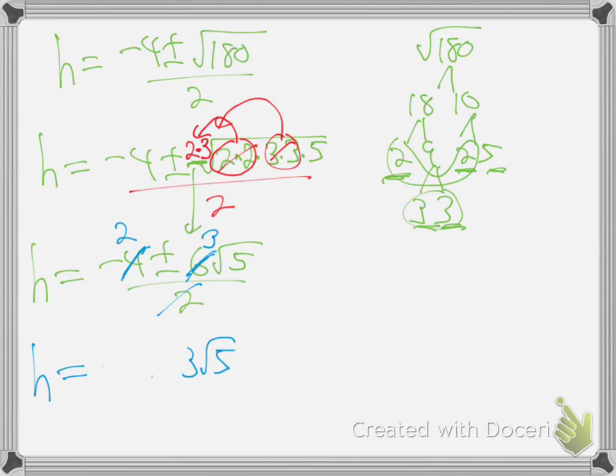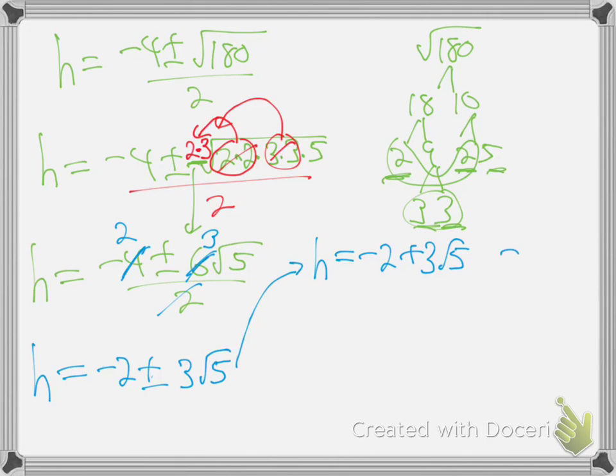So is that good? Let me rewrite that a little more neatly. It's negative 2 plus or minus 3 root 5. Those are the two answers for height. So what those two answers are, h is negative 2 plus 3 root 5 or negative 2 minus 3 root 5.